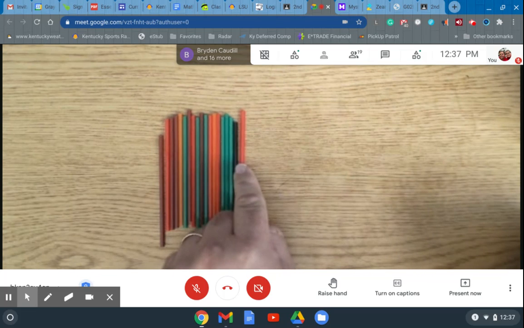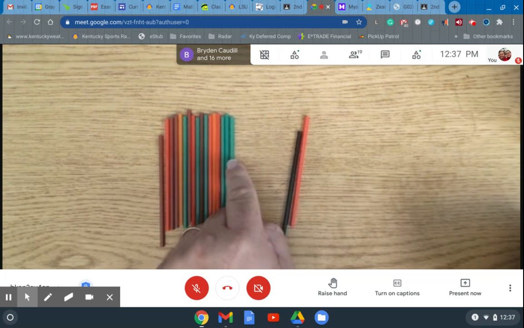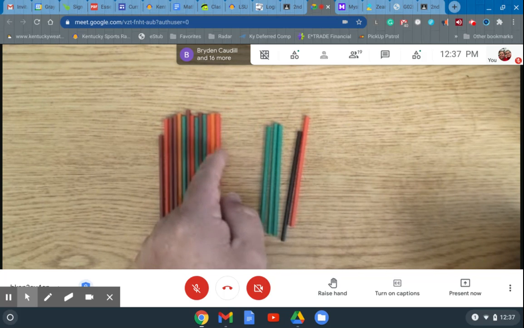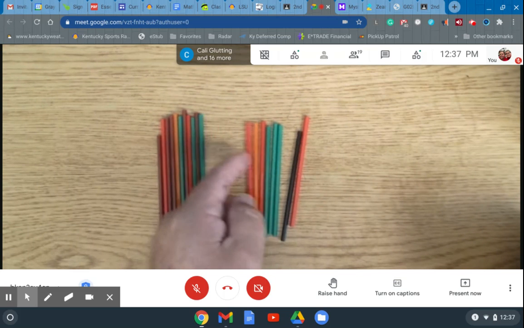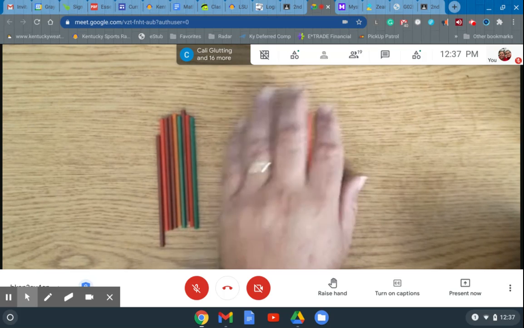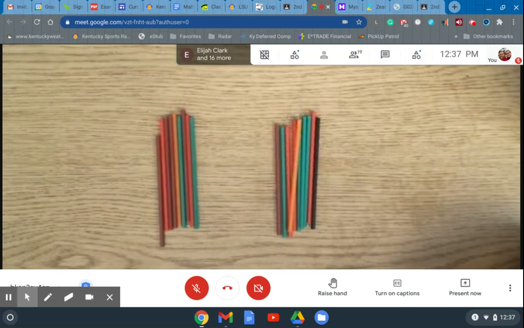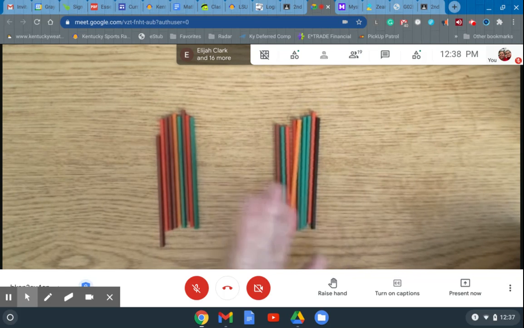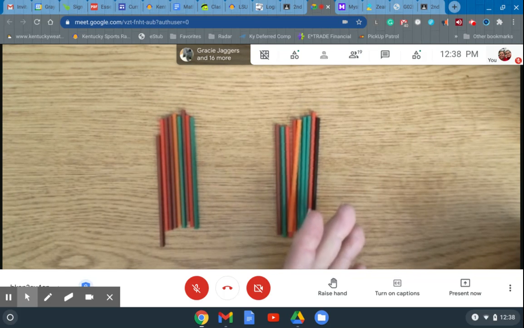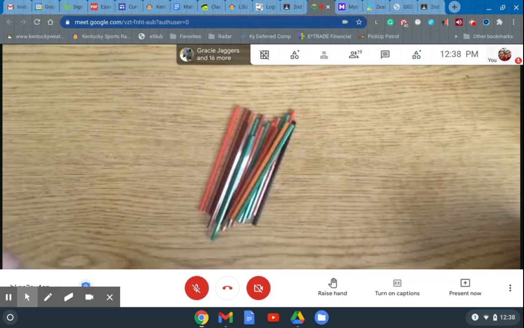Callie wants me to take 10 of them. So I'm going to go 1, 2, 3, 4, 5, 6, 7, 8, 9, 10. Now let's say that I've got a group of 10 here, and I don't put anything around them to keep them together. Watch what happens. Oh no. I lost my 10, didn't I?